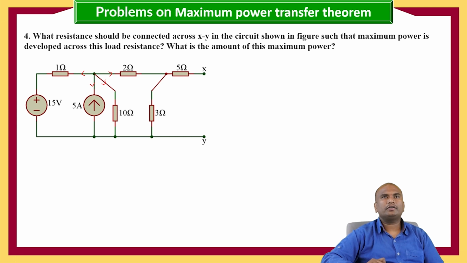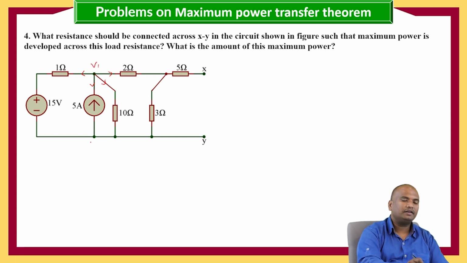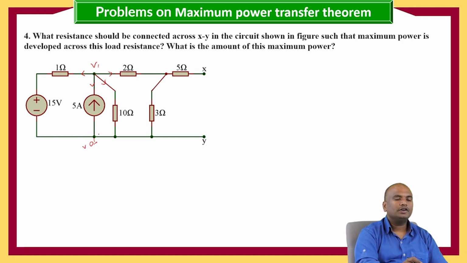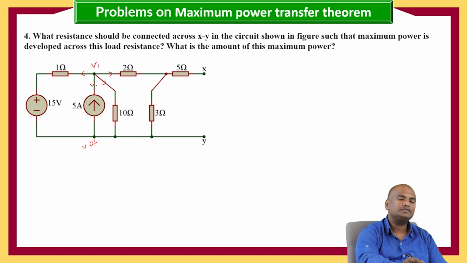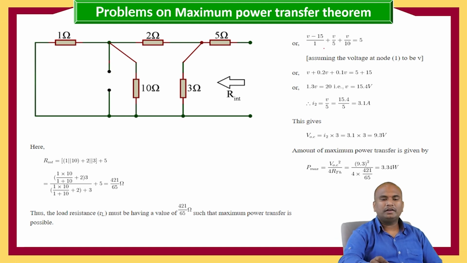These are the four currents which we are going to get. Let us consider this is V1 and this is at ground, with 0 volts. Now the current flowing through this 1 ohm is V1 minus 15 by 1, and in the same way here this current is in the opposite direction, so it will be minus 5, and here V1 minus 0 by 10 ohms, and here V1 minus 0 by 5 ohms. Here V1 minus 15 by 1 plus V1 by 5 plus V1 by 10 is equals to 5. Assuming the node voltage at 1 to be V, which is equals to V plus 0.2V plus 0.1V, which is equals to 5 plus 15.